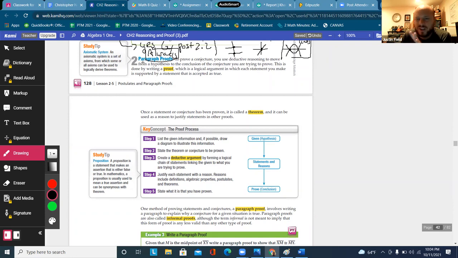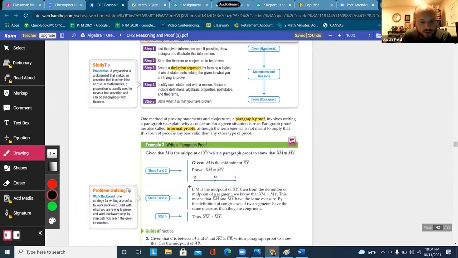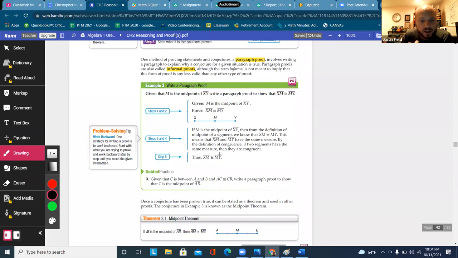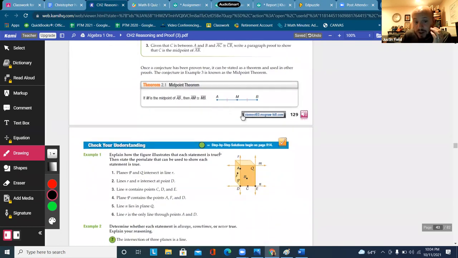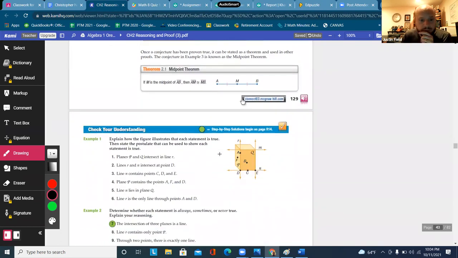In our class, we're not going to write paragraph proofs. It is possible to write paragraph proofs. They look like this, but we are going to stick with the 2-column proofs.